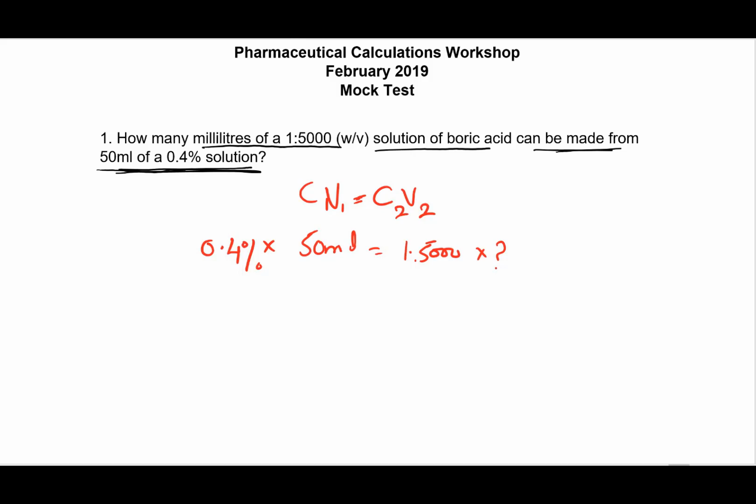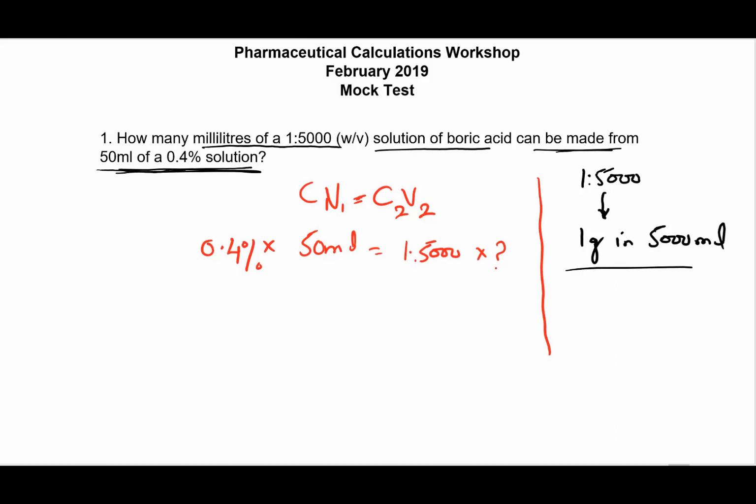Now again, you will notice that the concentration on both sides is different, so we have to make sure that the concentration on both sides is the same. So let's convert 1 in 5,000 into percentage, because I find it easier to work with percentages, so that we'll have the percentage on both sides. 1 in 5,000 means 1 gram in 5,000 mils, but percentage is out of 100 mils.